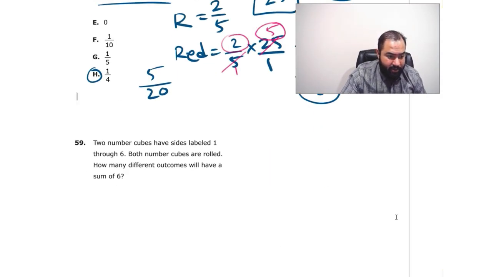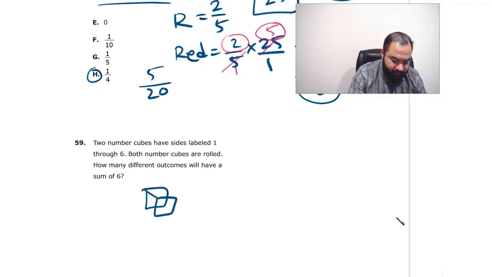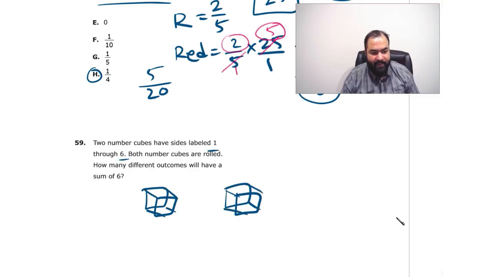The next one says two number cubes have sides labeled 1 through 6, like a die. Now both number cubes are rolled.